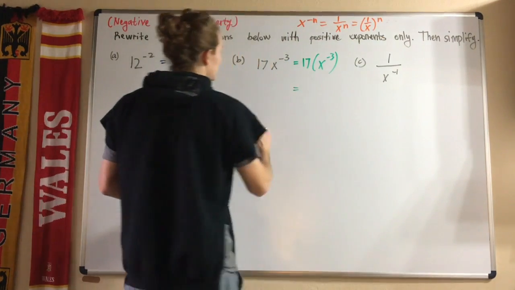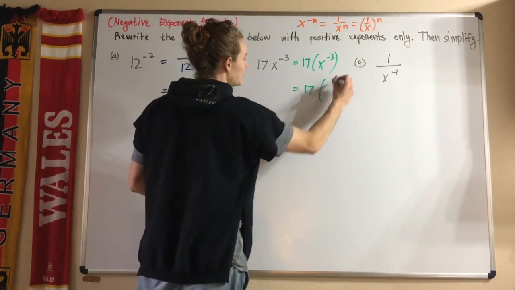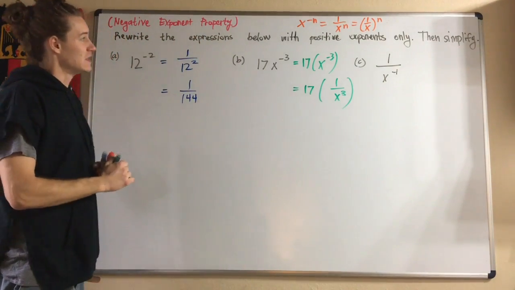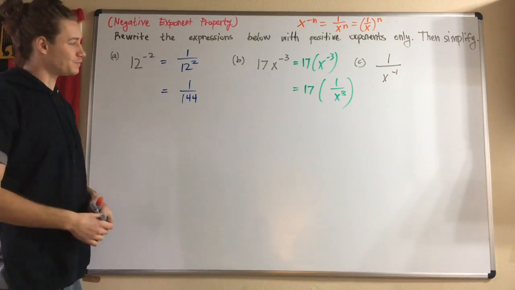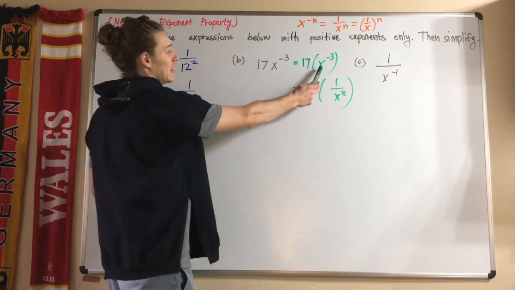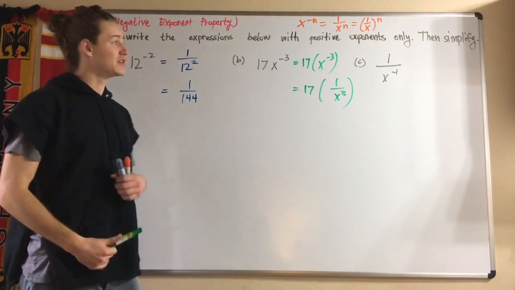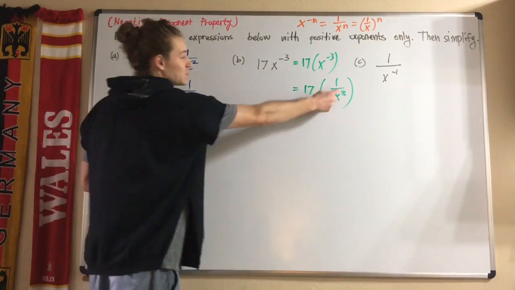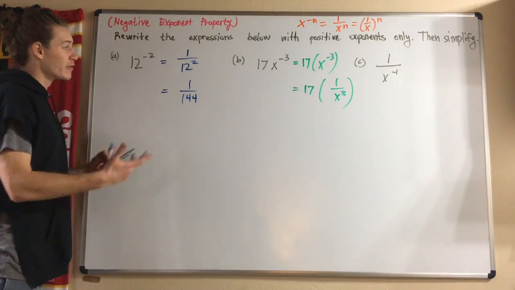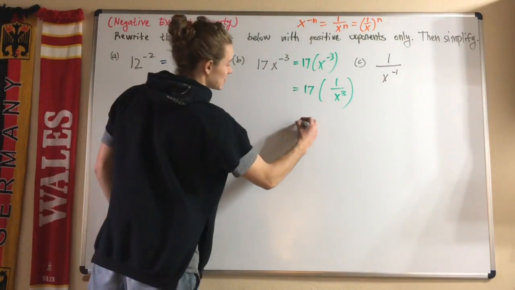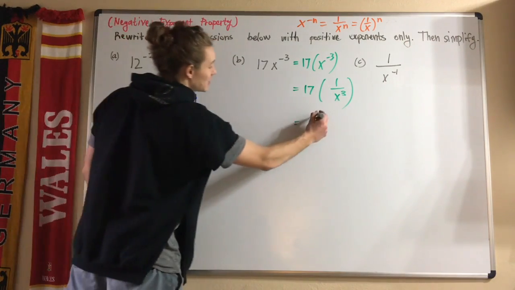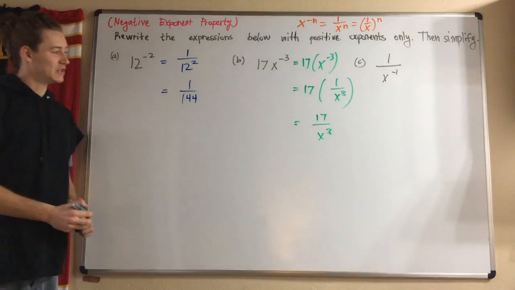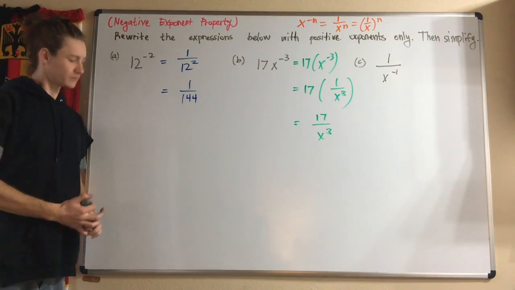So what we can do here is we can rewrite this as 17 times 1 over x cubed. Now we did that using, again, the negative exponent property. We can think, what does x to the negative 3 mean? It means the reciprocal of x cubed, or the multiplicative inverse of x cubed, and that is 1 over x cubed. So now we've rewritten this with positive exponents. Let's simplify it, and we can simplify this just by multiplying to say that this is 17 over x cubed, and that'll be our solution there.